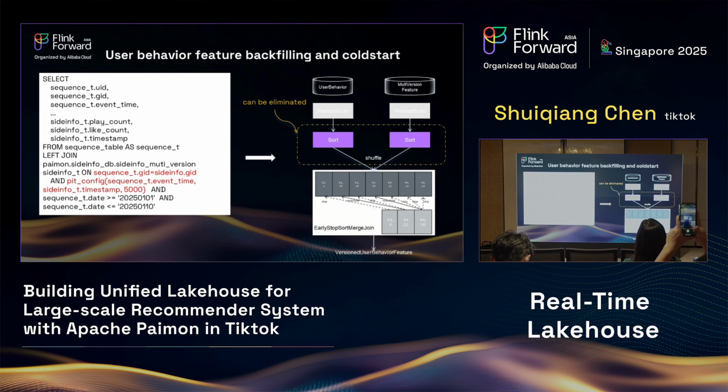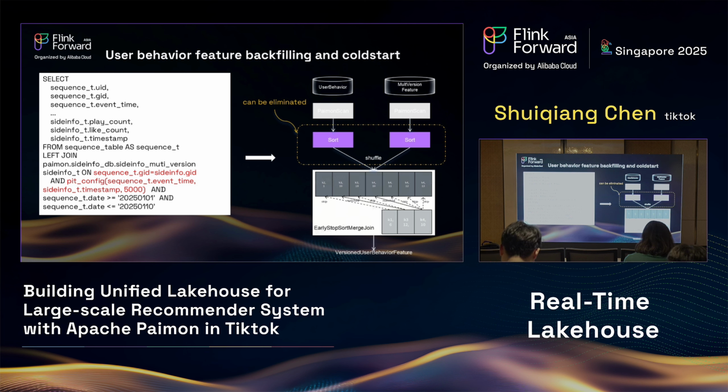And to support the PIT join, we designed a SQL function called PIT config to configure the join conditions, such as the time field of the left and right table, and the max allowed time difference between two items. And we implemented the corresponding optimized rules and strategies to translate the Spark SQL into a physical plan.